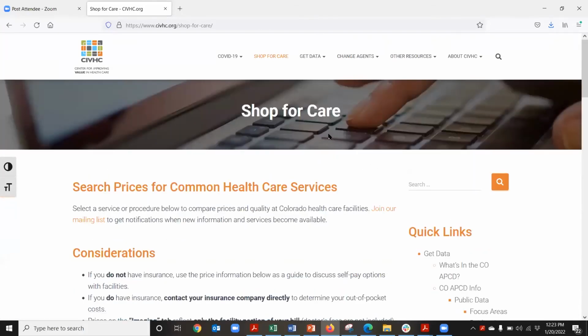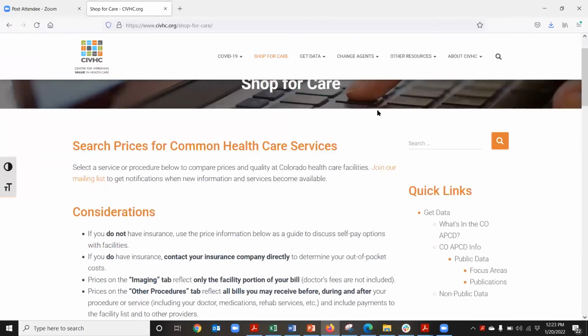Okay. As you can see, Kerry just went to the main civic.org website, and right on top, the second option in the menu is the Shop for Care report. That is by design. There are other places in the website where you can find the Shop for Care, but it is right there because it's one of the most searched for reports in the website. And all the public reports are organized the same way.